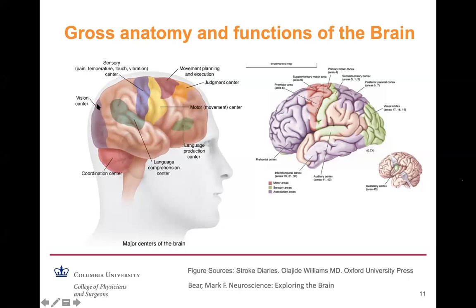So visual cortex damage can impair your vision. Sensory cortex damage can impair your sensation. Motor cortex damage can impair your ability to move. Language cortex damage could impair your ability to produce speech or to understand speech. And then the cerebellum, which I mentioned earlier, is our coordination center. So if you have a problem in the cerebellum, your movements might become very uncoordinated.